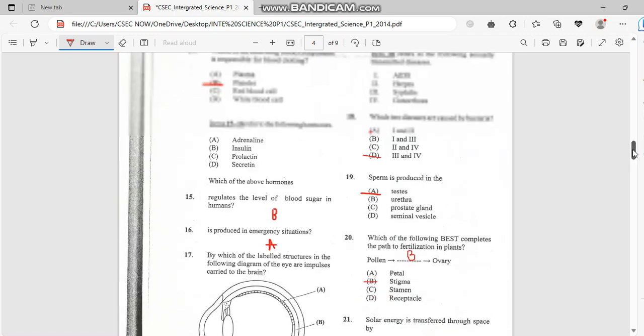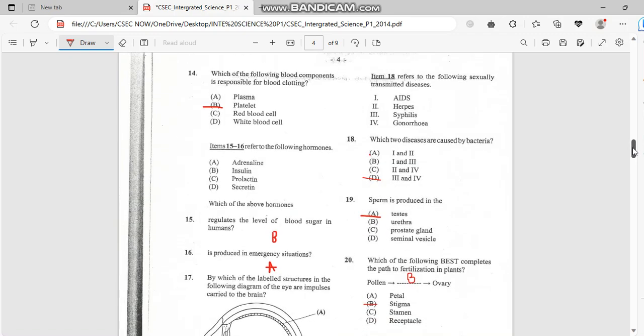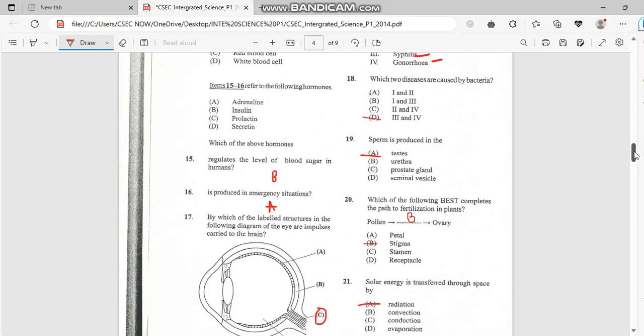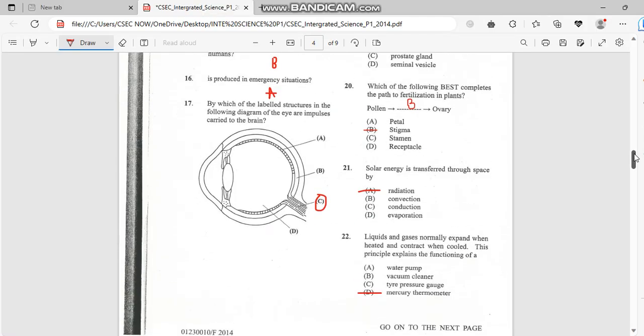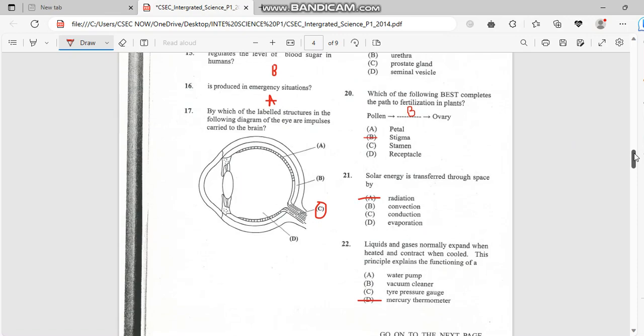Alright. Number 18. Which of the two diseases are caused by bacteria? So we have syphilis and then we have gonorrhea. These are sexually transmitted diseases, and they are caused by bacteria as well. Number 19. Sperm is produced in the testes. Number 20. Which of the following best completes the path to fertilization in a plant? And it has to do with the stigma.